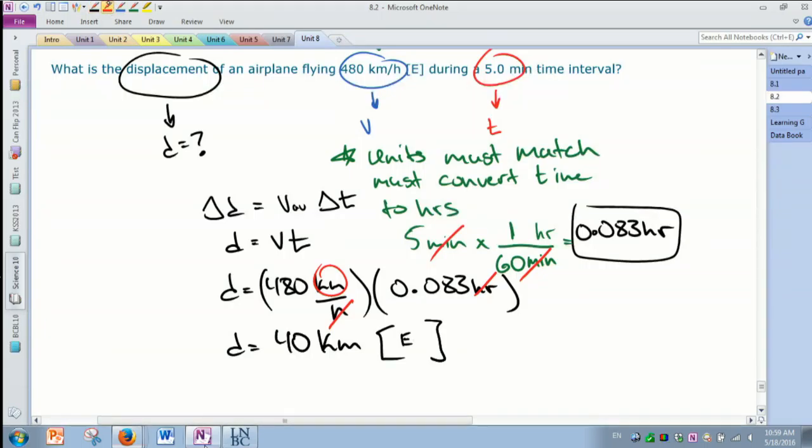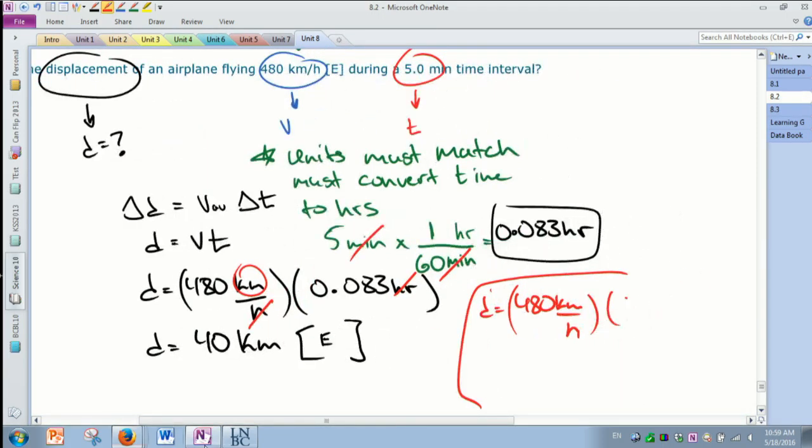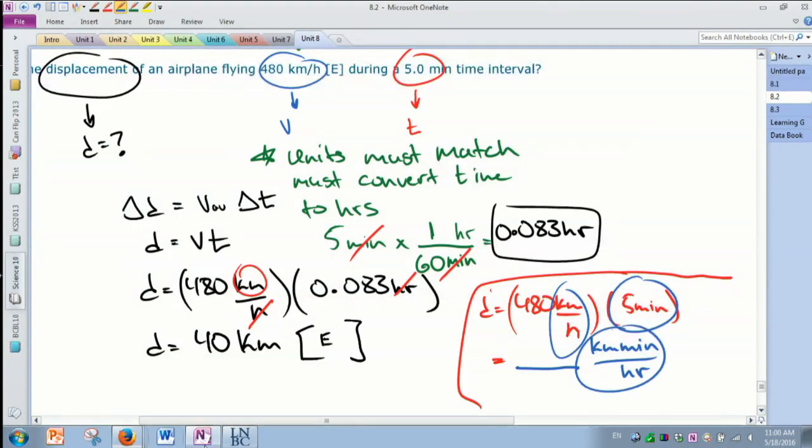Just for fun, let's say I did this incorrectly. The speed was 480 kilometers per hour, and then I multiplied that by 5 minutes. So 480 times 5, not really interested in what that is, but notice what happens to my units. I would have something like kilometer minutes divided by hours, which is a really, really strange unit. Nothing we'll ever talk about will be in kilometer minutes divided by hours. So you don't want to do that. Make sure your units match up and you end up with where you want to go.